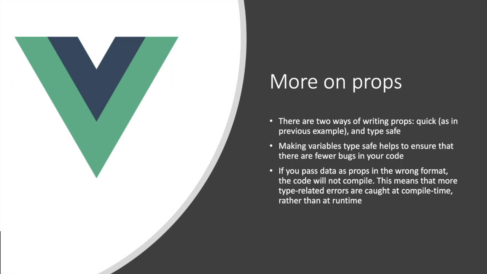First off, more on props. There are 2 ways of writing props. There's the quick way, as we did before, and the type-safe way. Making variables type-safe helps to ensure that there are fewer bugs in your code. If you pass data as props in the wrong format, the code won't compile. This means that more type-related errors are caught at compile time rather than at runtime.